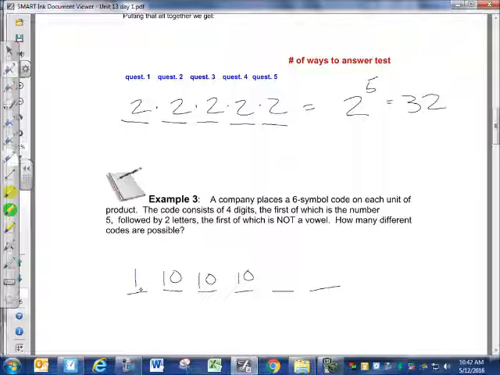Now, followed by 2 letters, the first of which is not a vowel. Let's call the vowels A, E, I, O, U, and we will exclude Y. So only 5 vowels. That means if there's 26 letters in the alphabet, I have 21 choices for that slot, which means I have 26 choices, including the vowel, for the last slot. And that's how I would do that.